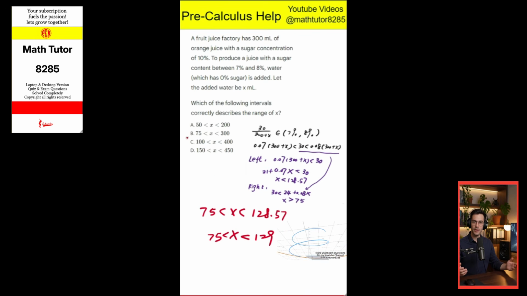Next step, we compare this range with the answer choices. Only option B, which is 75 less than x less than 300, contains the correct range. Final answer is option B, 75 less than x less than 300.